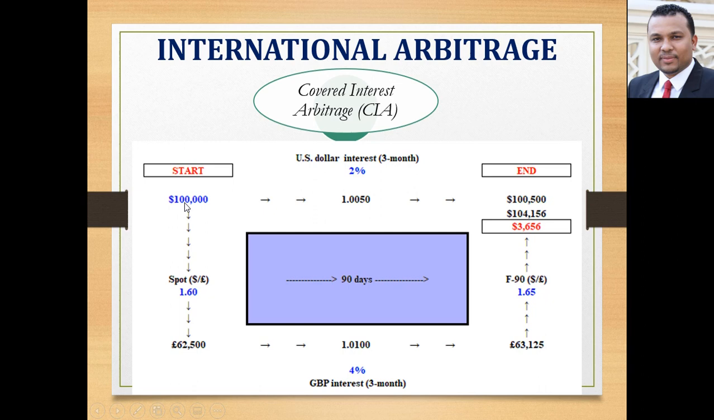Now, to capitalize your budget of $100,000, we recommend the trader go to the spot forex rate and convert to England pound, go to the money market in the UK at 4%. At the same time, before 90 days, create a forward forex contract at price 1.65 to make gains of $104,156. When we compare the two options, the net gains are $3,656. This is the first option.